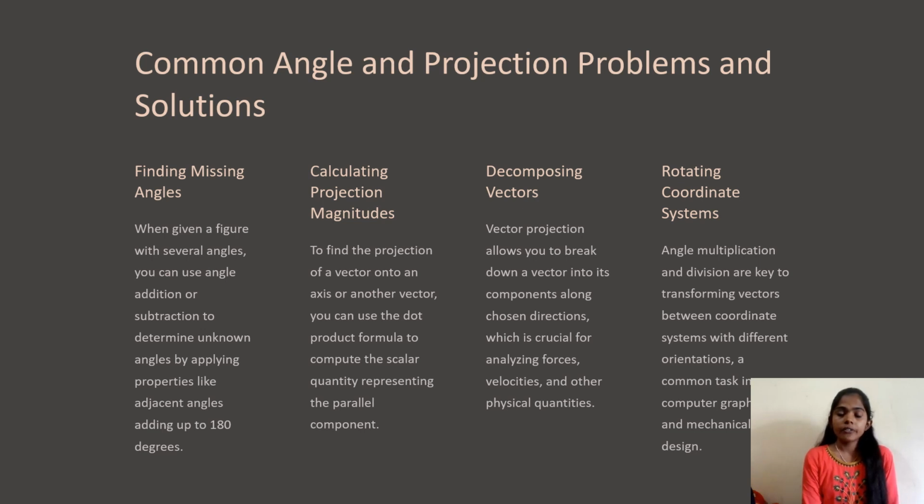Decomposing vectors. Vector projections allow you to break down a vector into its components along a chosen direction, which is crucial for analyzing forces, velocities, and other physical quantities. Rotating coordinate systems. Angle multiplication and division are key to transforming vectors between coordinate systems with different orientations, a common task in computer graphics and mechanical design.